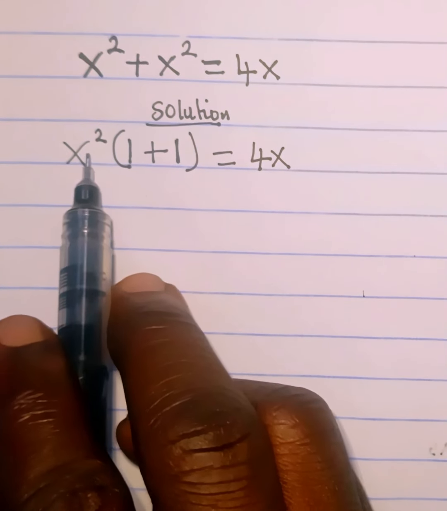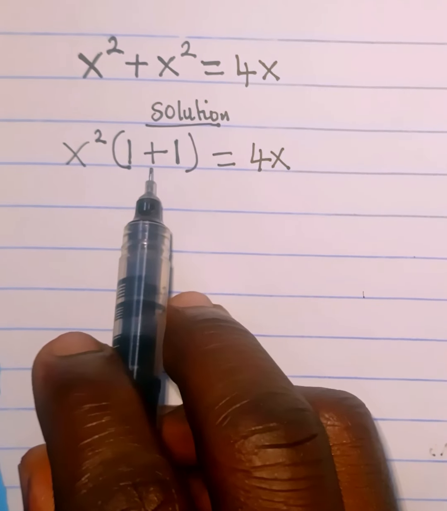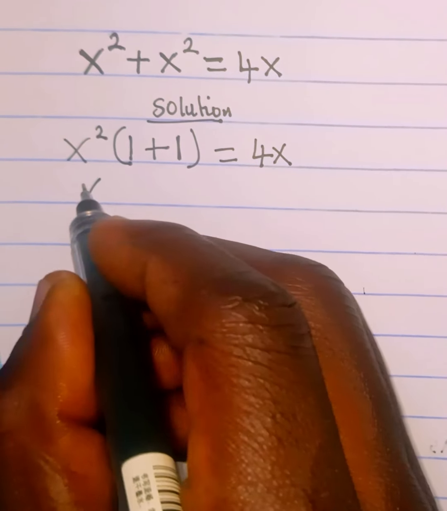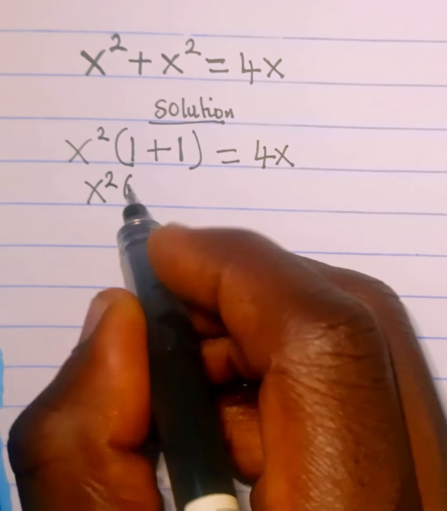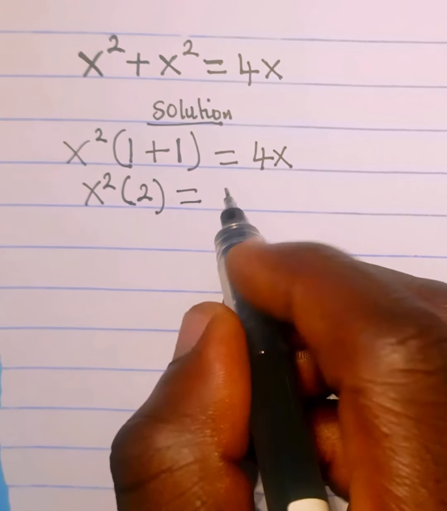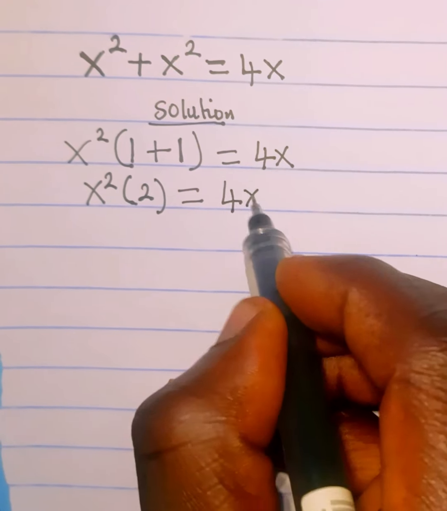Because when you use this x to power 2 to expand, to open this bracket, we're going to get this back. So this is going to be what? X to power 2 into the bracket of 1 plus 1 is the same as 2. So everything will be equal to 4x.